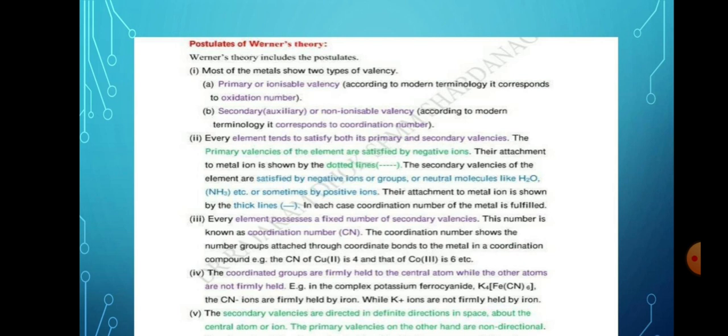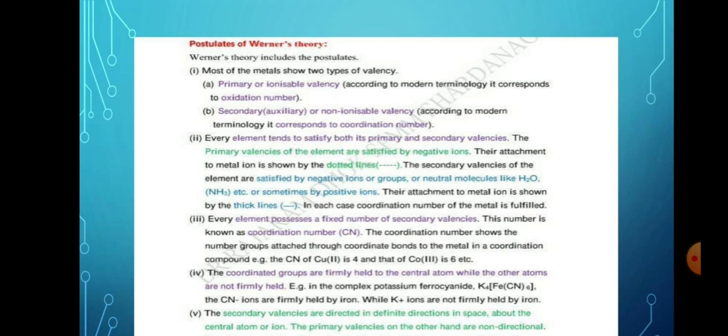Third postulate: every element possesses a fixed number of secondary valencies. This number is known as the coordination number. The coordination number shows the number of groups attached through coordinate bonds to the metal in a coordination compound.